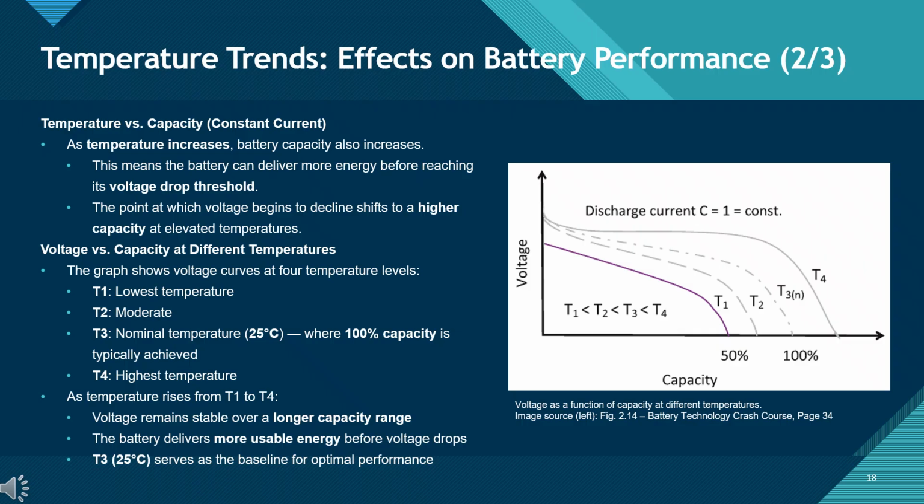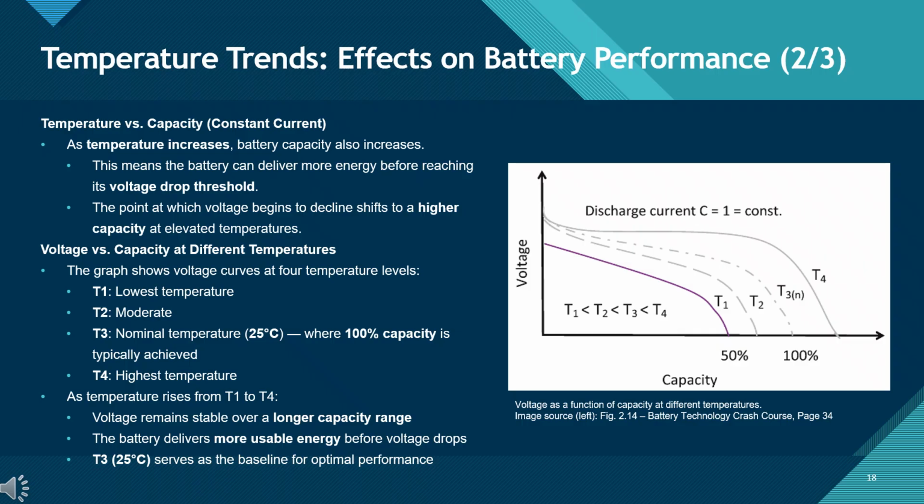The graph illustrates voltage as a function of capacity across 4 temperature levels, labeled T1 through T4. T1 is the lowest temperature, and T4 is the highest. T3, which represents 25 degrees Celsius, is considered the nominal operating temperature. At this temperature, the battery typically achieves 100% of its rated capacity.